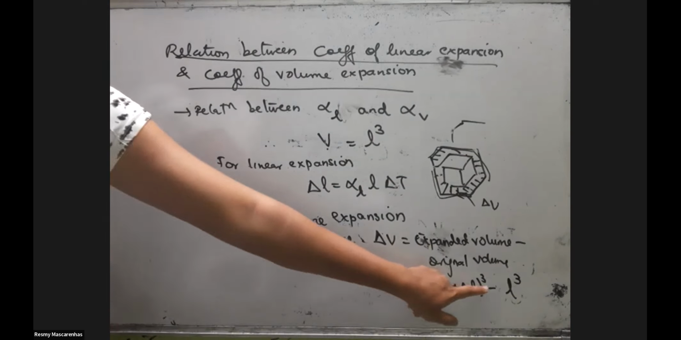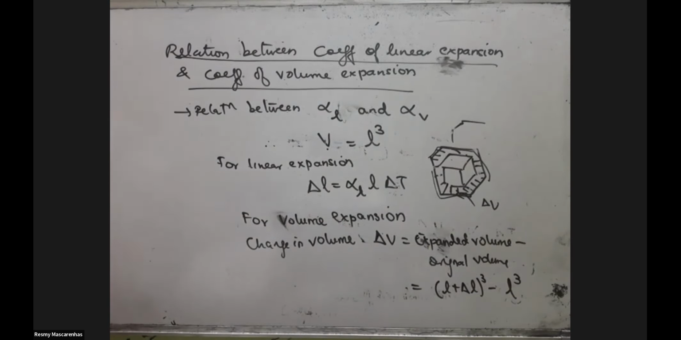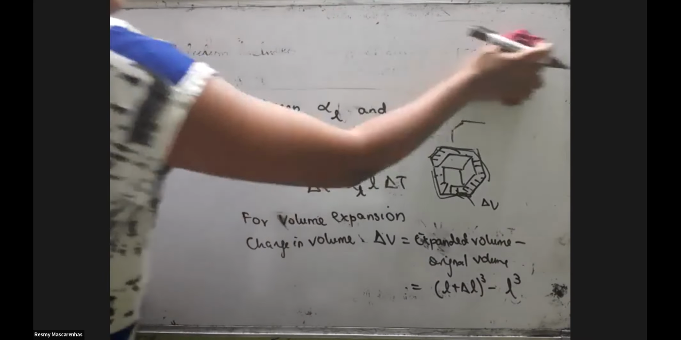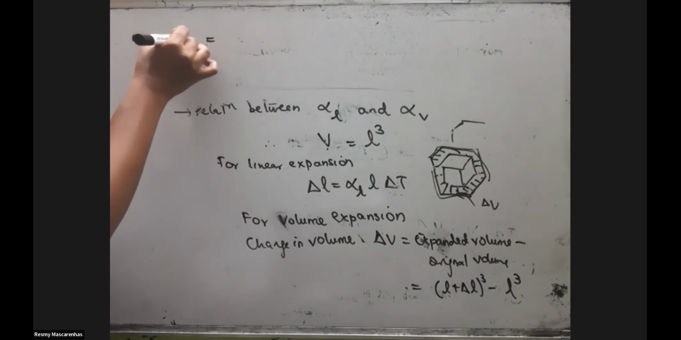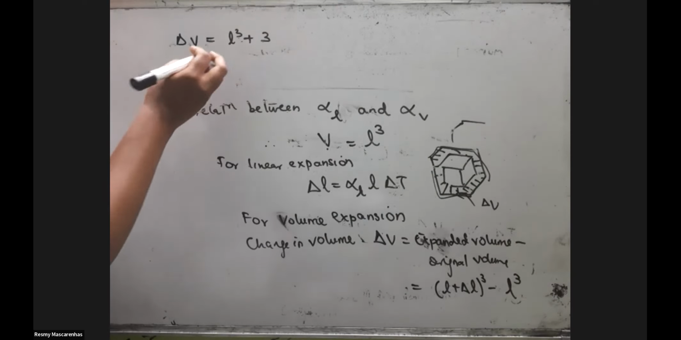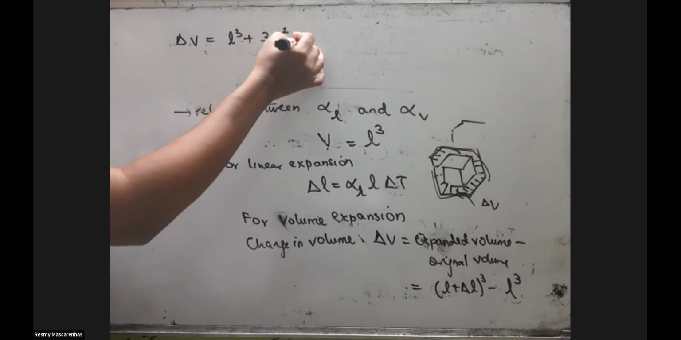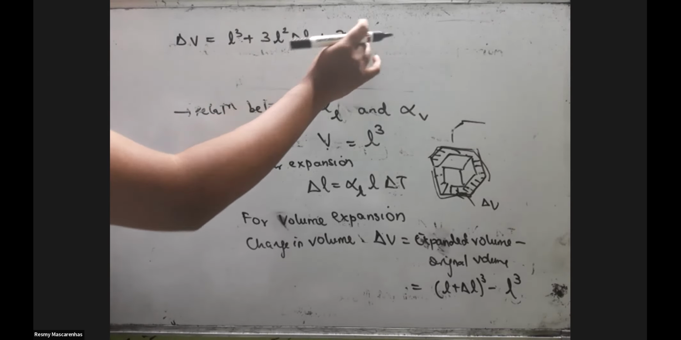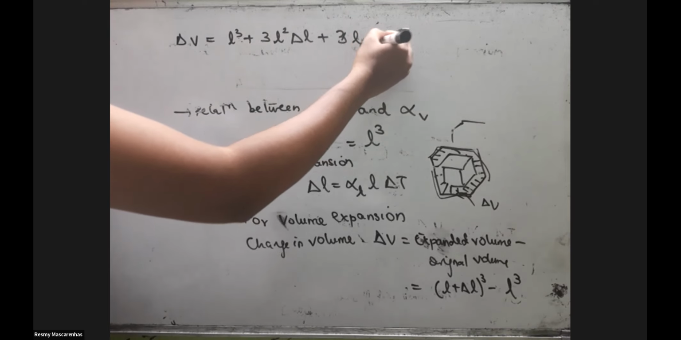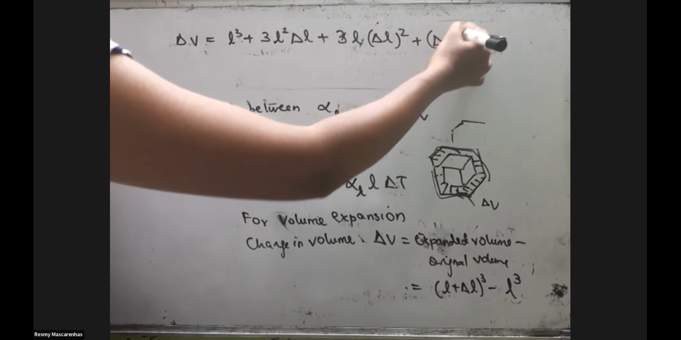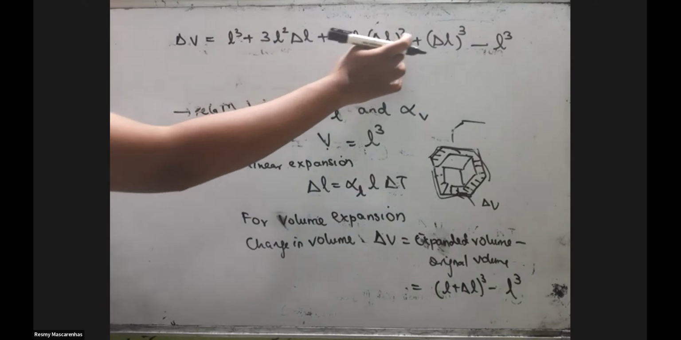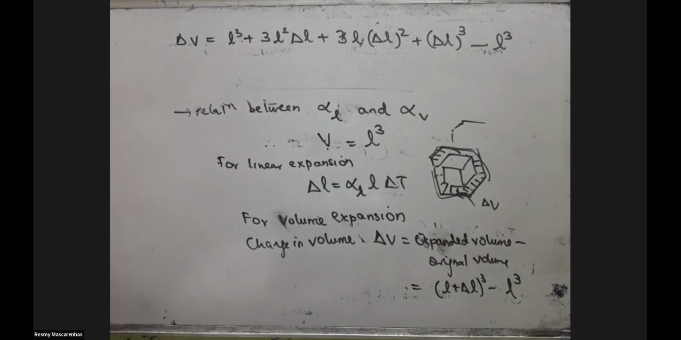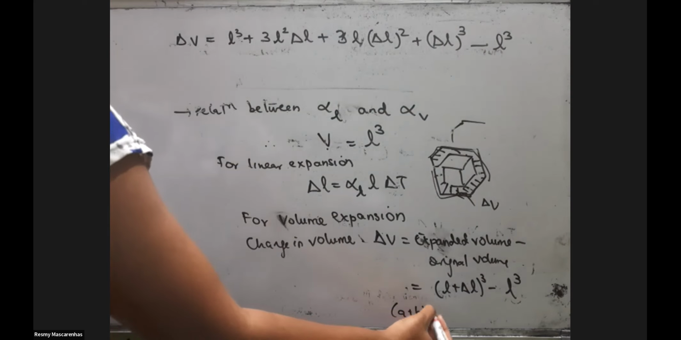So we'll use the A plus B the whole cube formula. L cube plus 3 L square delta L plus 3 L delta L square plus delta L cube, minus the L cube already there. I've used the A plus B the whole cube formula.